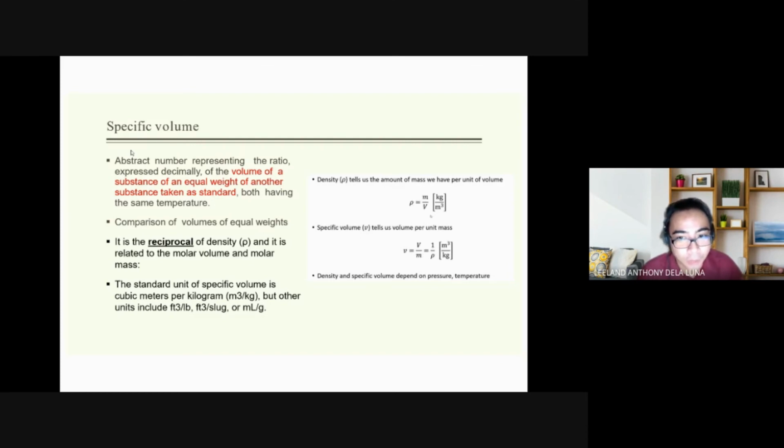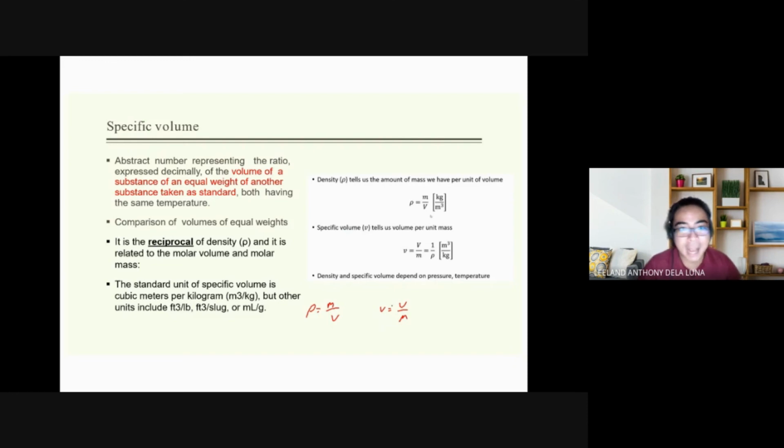Alright? So normally, class, ang specific volume kasi is just the opposite of density. So kung ang density is mass over volume, okay? So sabi natin, density is simply mass over volume. Specific volume, on the other hand, class, is simply volume over mass. Okay? It's as simple as that.